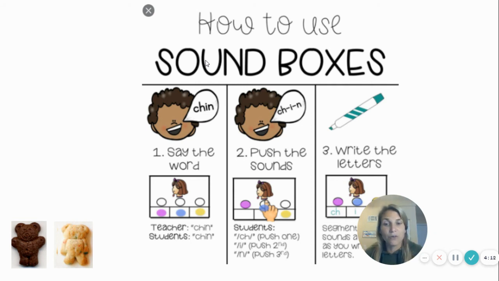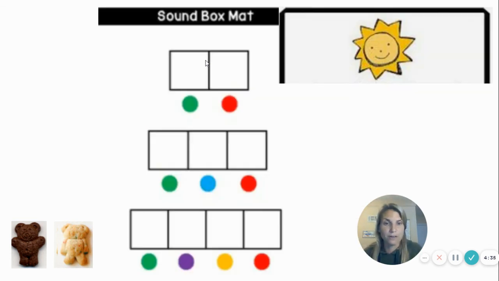All right, so this time we're going to get a little bit harder. We're not only going to say the word, but we're going to move our counters and then we're going to write the letters. So this example here is chin. Ch, i, n. There were 3 sounds in chin. So they moved 3 of their toys and then they went back and wrote the word chin. We're not going to do that word. We're going to do a different word.